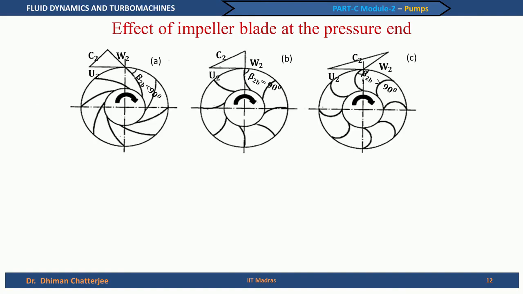Similarly, we can talk about the case of radial flow pumps. In the case of radial flow pumps, it is slightly more involved. Let us try to understand it. We have discussed the direction of rotation in case of axial flow pump. How did we define it?